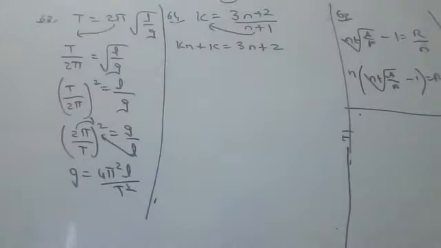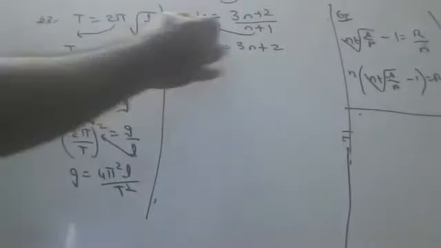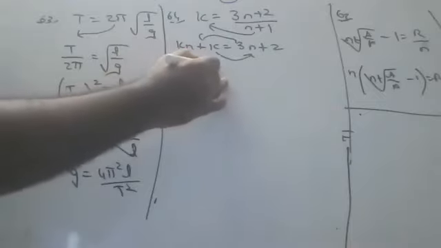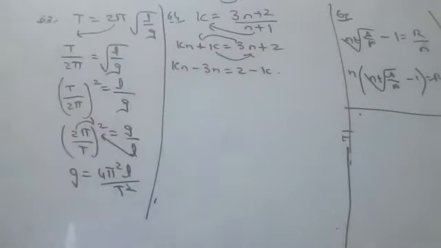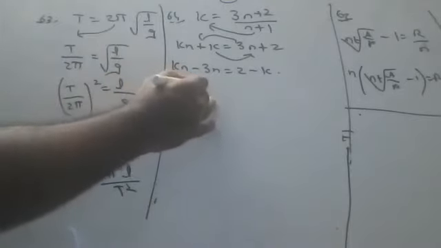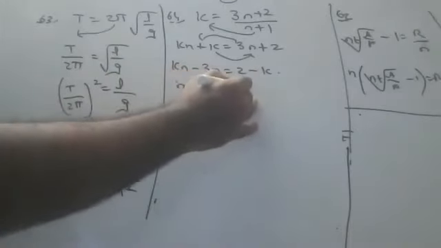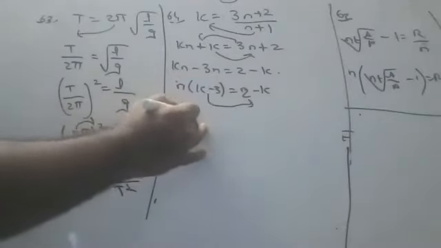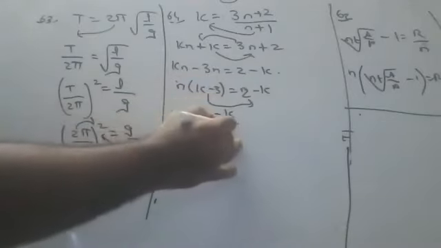Okay. Bring all N's on one side. Very good. KN minus 3N is equal to 2 minus K. And we need to take N common. So N into K minus 3 is equal to 2 minus K. That's all, children. Because N is a subject, we have to take N common. N is equal to 2 minus K by K minus 3. Fantastic. That's all, children.